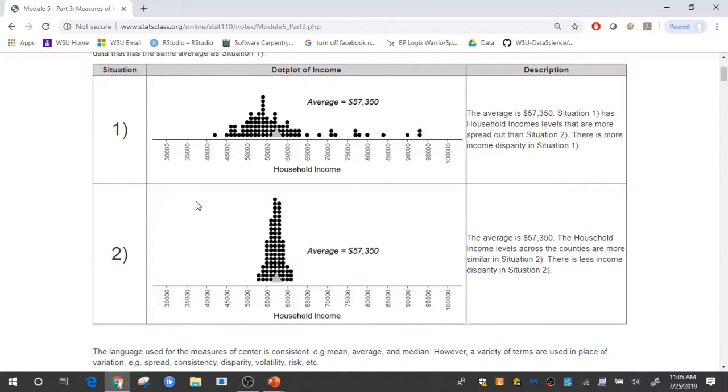In Situation 2, we have exactly the same average at 57,350, but this distribution is not nearly as spread out. It has much less income disparity. So that is an additional characteristic that statisticians worry about, not just measures of location, but also measures of spread.